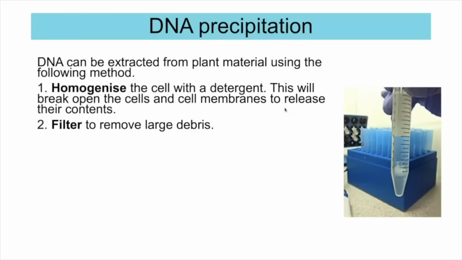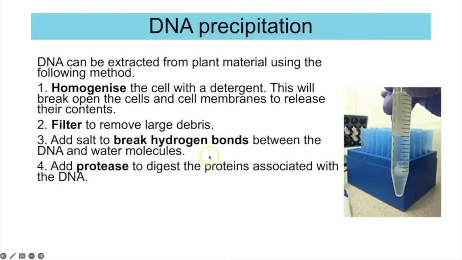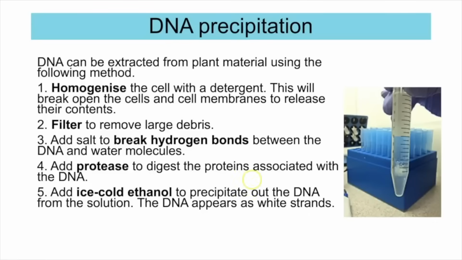You would then filter to remove any large debris, add salt to break hydrogen bonds between the DNA and water molecules, add protease to digest the proteins, those histone proteins associated with the DNA, and then add ice-cold ethanol to precipitate out the DNA from the solution. And the DNA appears as white strands, like we can see just here in the image.